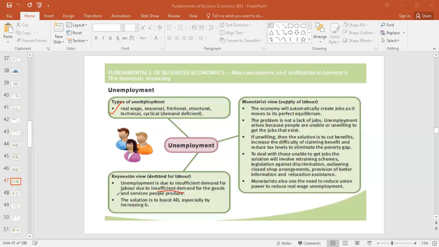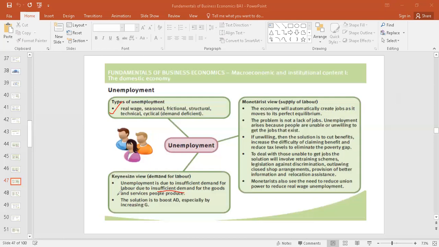If unwilling, then the solution is to cut benefits, increase the difficulty of claiming benefit, and reduce tax levels to eliminate the poverty gap. How do they resolve this issue? The solution is to cut the benefits extended by the government to the people. When government is supporting the unemployed, providing certain benefits, people become lazy in that economy. So they stop working and exhibit that unwillingness to work. When the benefits are cut down, people start working very hard. They take up any kind of job that comes their way.